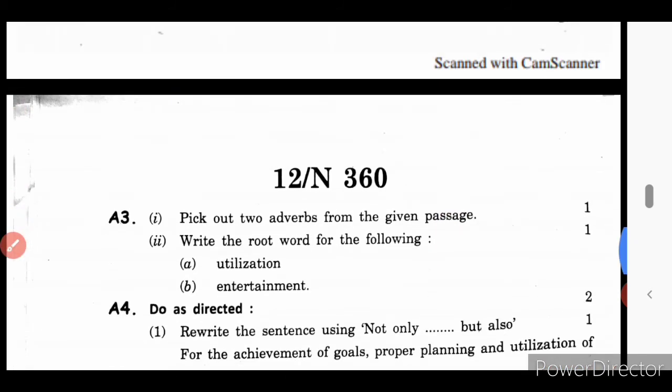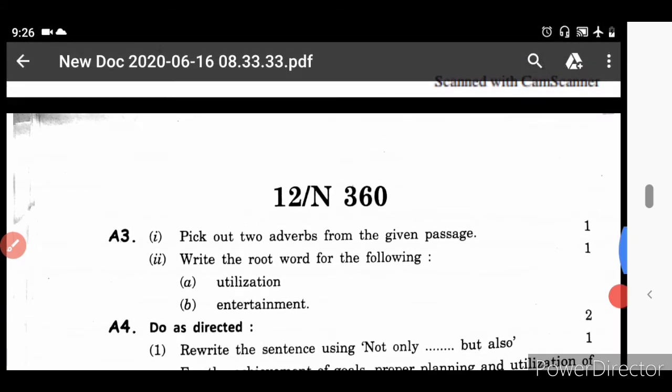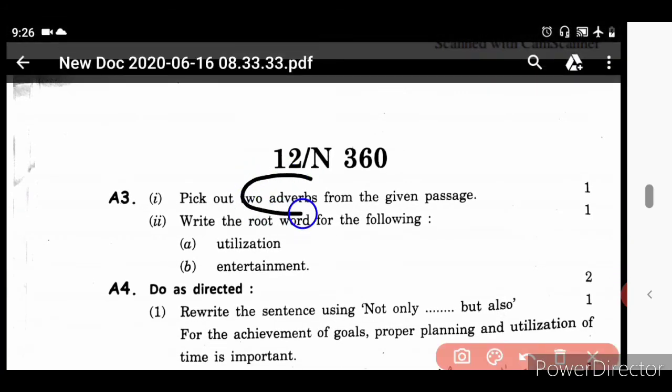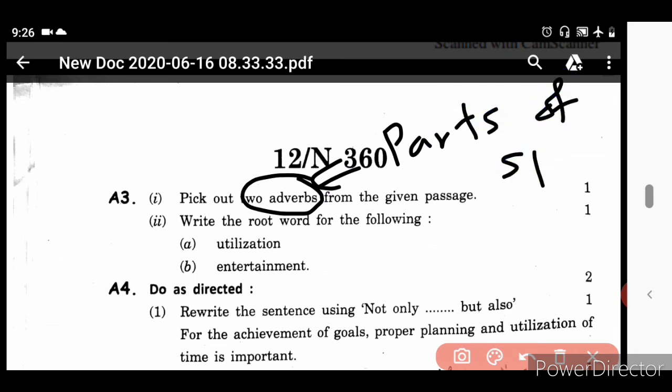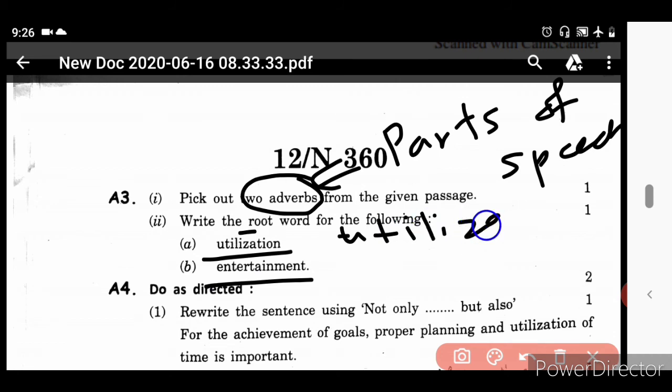And passage for adverbs: pick out 2 adverbs from the given passages. This is based on parts of speech. You first learn parts of speech. Write the root word for the following. Here utilization is a noun, entertainment. The root word means the main word, utilize. Like this, entertainment, the root word is entertain. Like that you can solve this.